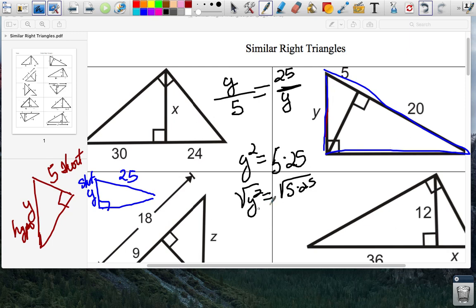If you take the square root of both sides, this and this will disappear. And over here, we can simplify that, right? Square root of 5 times 25 is the same thing as square root of 5 times square root of 25. That we're going to leave, but the square root of 25 is 5. So our answer is 5 square root of 5.